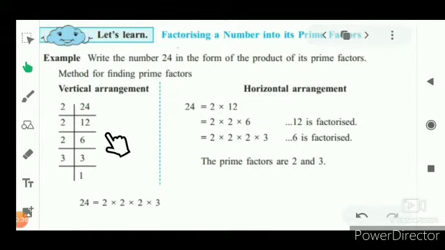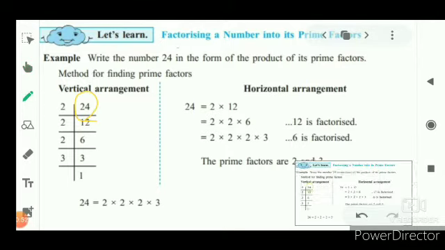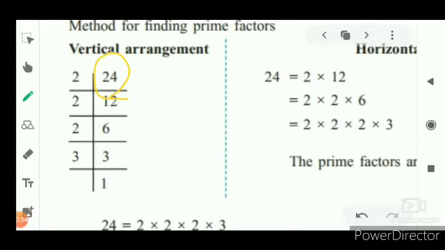The first method is the vertical arrangement. We can do it by two methods, by using the vertical arrangement or the horizontal arrangement. First see the vertical arrangement. The number 24 is given, and 24 is divisible by 2, so we will divide it by 2. 2 12s are 24. So 12 is again divisible by 2, so we will write 2 here.